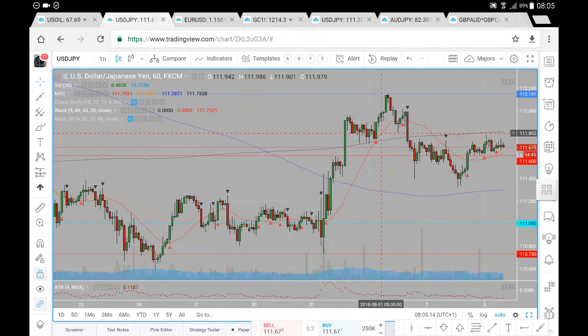So this is the US dollar Japanese yen analysis for Friday the 3rd of August. Now let's just have a look at the prices, where prices may likely go.